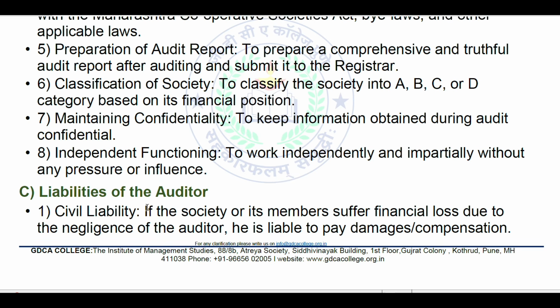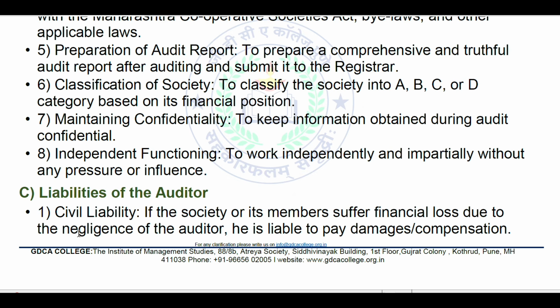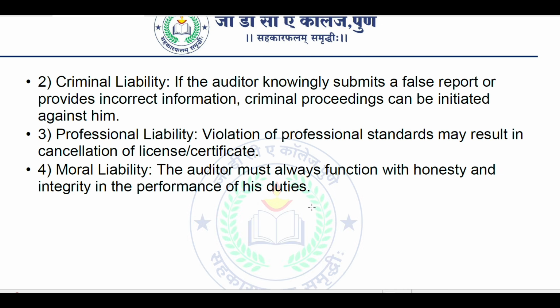C, liabilities of the auditor, or you can say what are the liabilities of an auditor. Number 1, civil liability. If the society or its members suffer financial losses due to the negligence of the auditor, he is liable to pay damages, or you can say compensation.